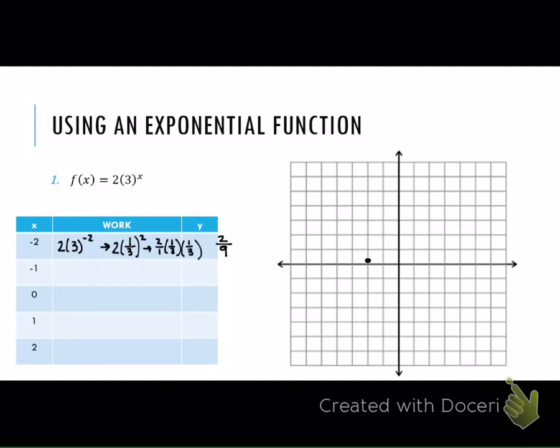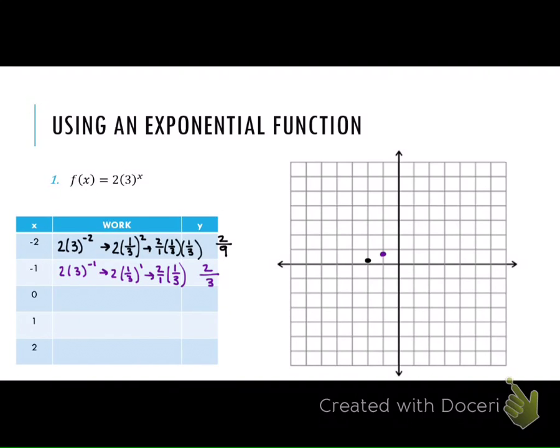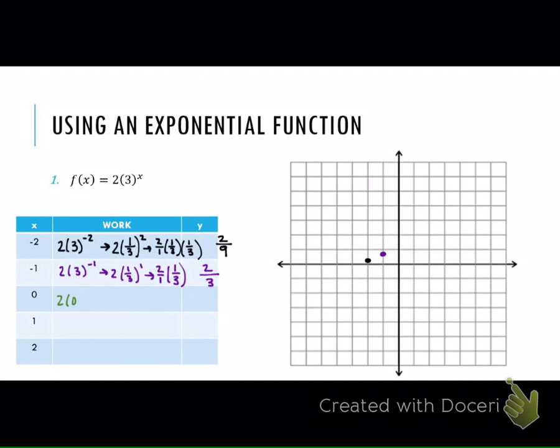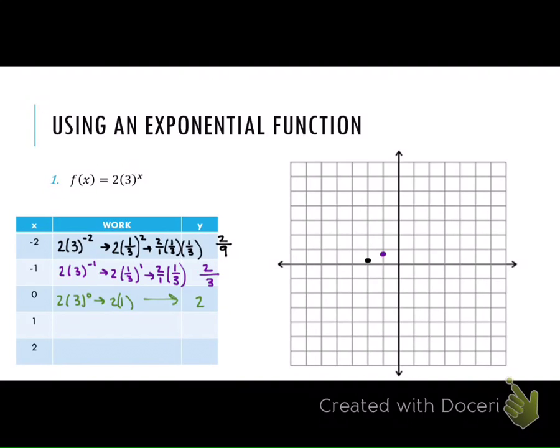All right. Next one, negative exponent. This one's just a reciprocated one, so this is like 1/3 to the first power. Essentially all we have is 2 over 1 times 1/3. 2 times 1 is 2, 1 times 3 is 3. So 2/3 is up there. All right, next one. Anything to the 0 power is 1. So this is 2 times 1, which is just 2. So I do 0, comma 2.